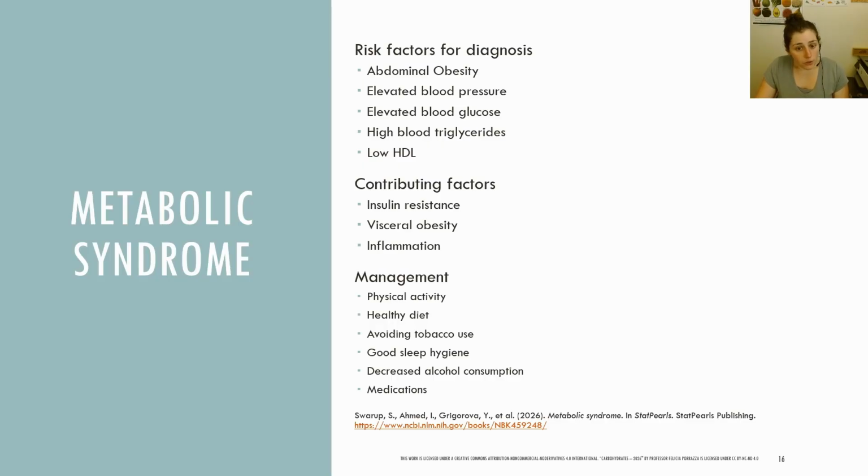The primary goal of the management is to identify and treat the risk factors and reduce the cardiovascular complications of metabolic syndrome. The recommended lifestyle modifications include physical activity, a healthy diet, avoiding tobacco use, good sleep hygiene, and decreased alcohol consumption. The American Heart Association and American College of Cardiology recommend 150 minutes of moderate intensity or 70 minutes of high intensity physical activity weekly.